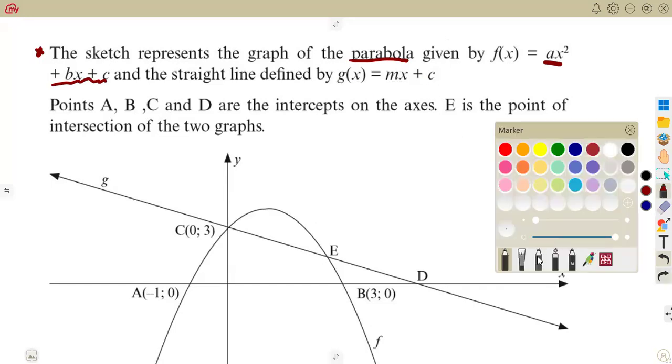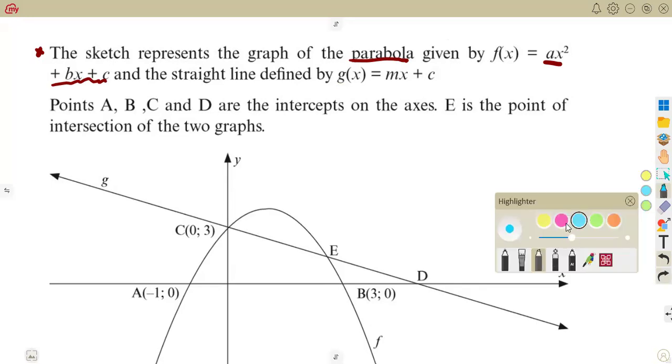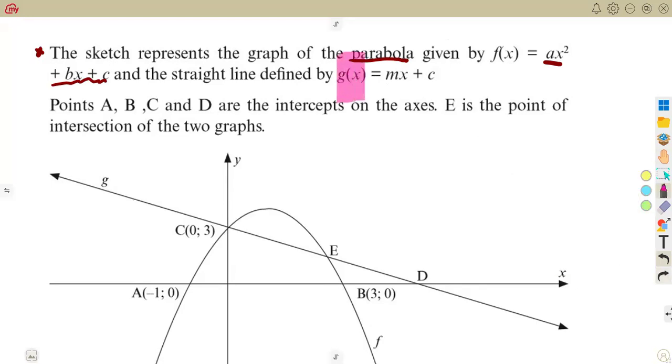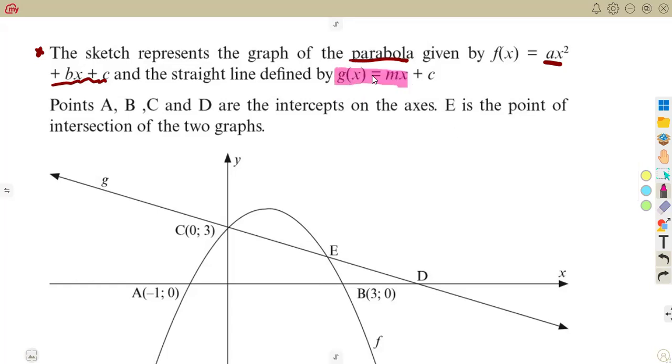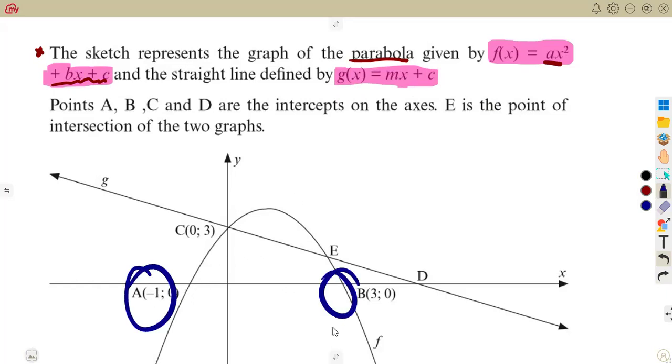So as we can see in our question, there are two functions to be considered, the g of x here and the f of x. We've got the g of x, which is linear, and this f of x, which is our quadratic or the parabola. That is our information. Points A, B, C and D are the intercepts. Let's see, we've got A, B, C, and D.